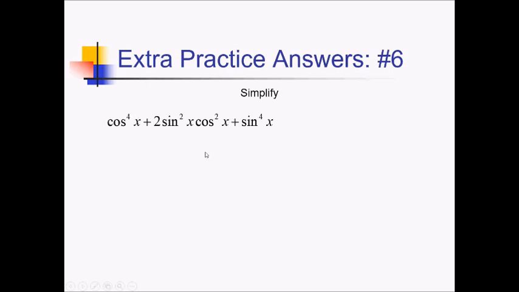So I can actually factor this into cosine squared of x plus sine squared of x, the whole thing squared. Now the reason this is really awesome is because cosine squared plus sine squared is none other than 1. That's our original Pythagorean identity. So I can just replace this whole thing with 1 squared, which is just simply 1.